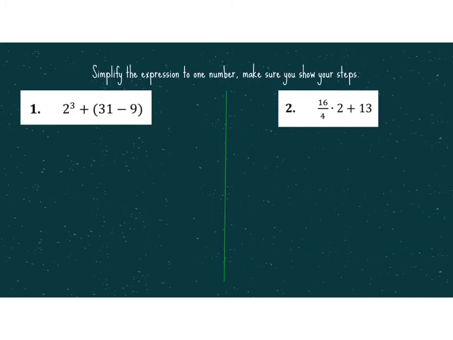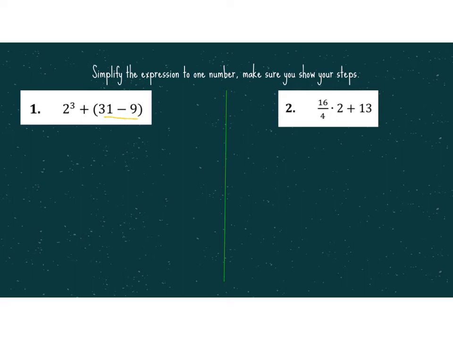So let's just go through and do some examples here. In example 1, I have the expression 2 to the third plus the quantity of 31 minus 9. When I say the quantity of, I mean that part of it is grouped together. So if I think about my order of operations, my first thing that I would do is look for any grouping symbols. And in this case, I have a grouping symbol right here.